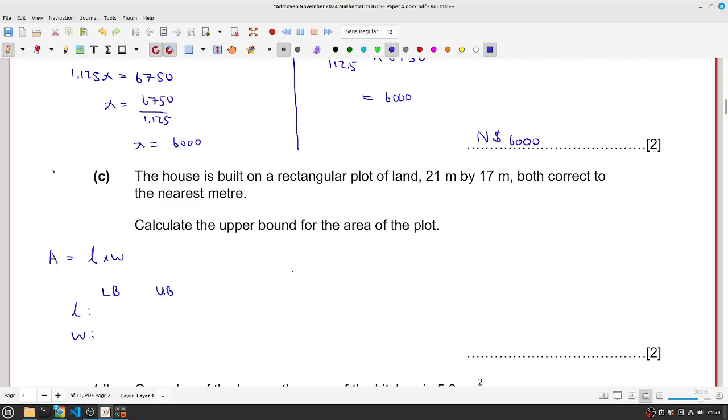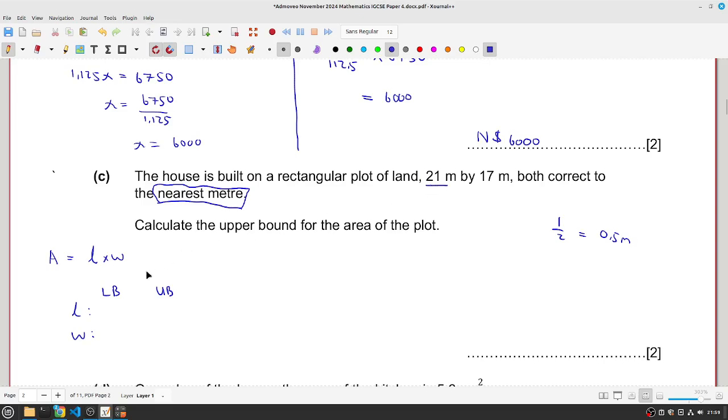Okay, so to find the bounds, let's start with the length, the 21. So 21, and it's correct to the nearest meter. To find the bounds, we take whatever it's correct to, so correct to the nearest meter. So we take a meter and divide that by 2, which gives us 0.5 meters. So that's half of whatever it's correct to the nearest thing. So correct to the nearest 1 meter, we divide that by 2, we get 0.5 meters, and that is the value we will add or subtract to the given value to find the bounds.